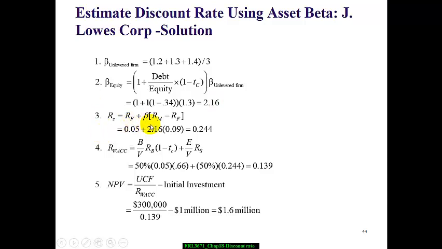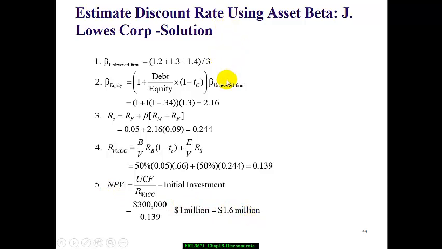Now use the Chap18 model, figure the cost of equity, with market risk premium 9%. Given the cost of equity and the cost of debt is risk-free 5%, and the proportion of debt and equity 50%, we got a WACC of 13.9. Last step, these are already unlevered cash flows and the WACC. We can subtract the initial investment. We got a net present value of $1.6 million.